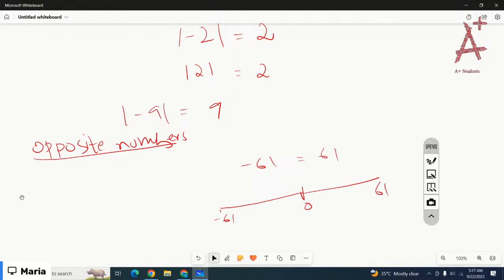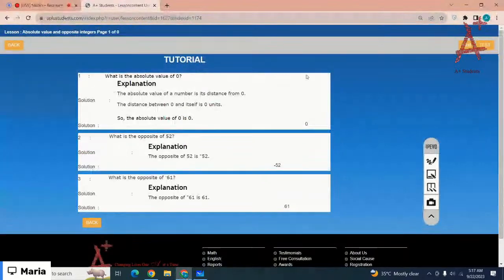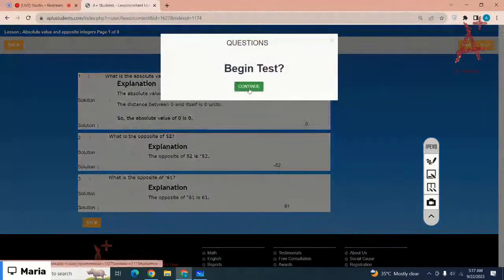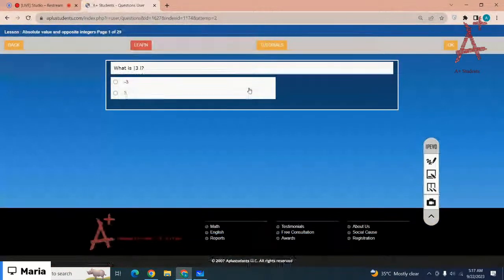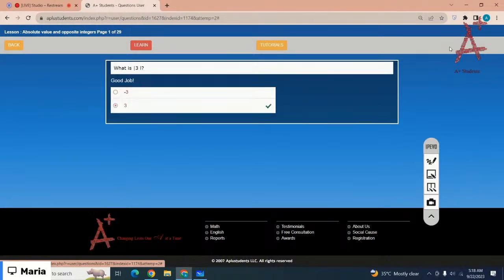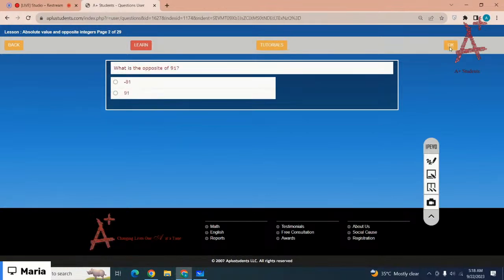Okay, let's just start with the practice questions, right? Okay, so what is the absolute value of 3? Which is the correct option? The correct option is, yes, that would be 3. So no matter if the number is positive or negative, the absolute value is always a positive value, right?